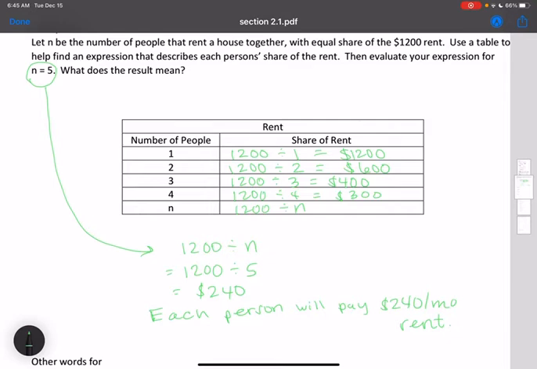And then finally it says, what does this result mean? And what it means is that each person will pay $240 a month in rent. Okay, if your work's kind of scattered, work on making it this vertical layout, because that looks very nice. We want to make sure we're still doing good habits.